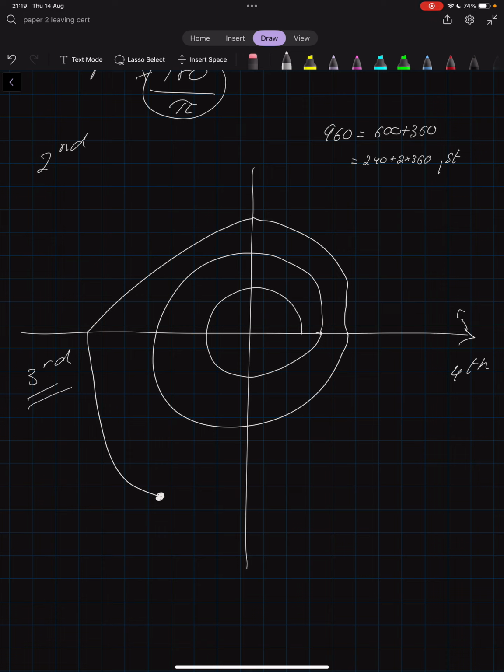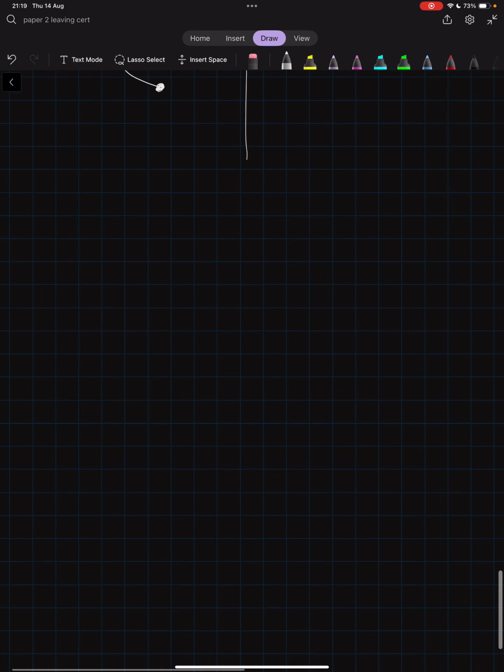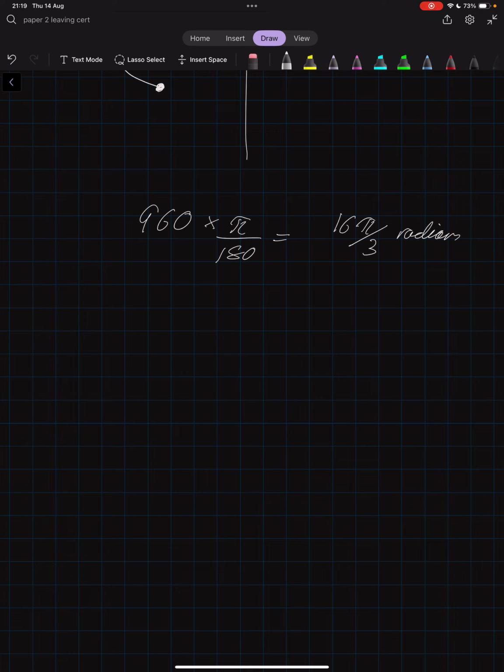It says, what is the measure of this angle in radians? So basically, convert 960 degrees to radians. Again, you multiply by pi and divide by 180, and you end up with 16 pi over 3. And that's it. Hopefully not too bad.